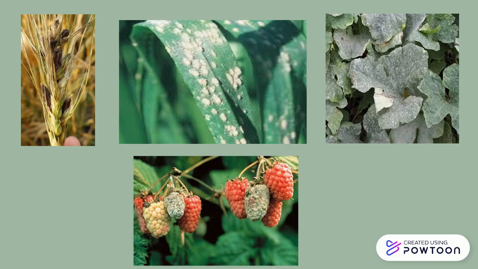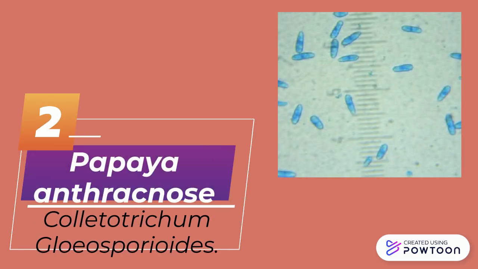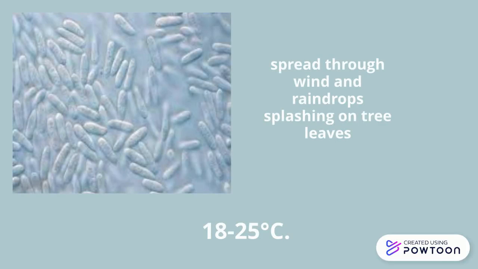For papaya anthracnose, this disease is caused by the pathogenic fungus called Colletotrichum gloeosporioides. Colletotrichum gloeosporioides can infect the plant tissues at the early growing stage of fruit and then go dormant until around harvest time. Anthracnose of papaya trees can be spread through wind and raindrops splashing on tree leaves.